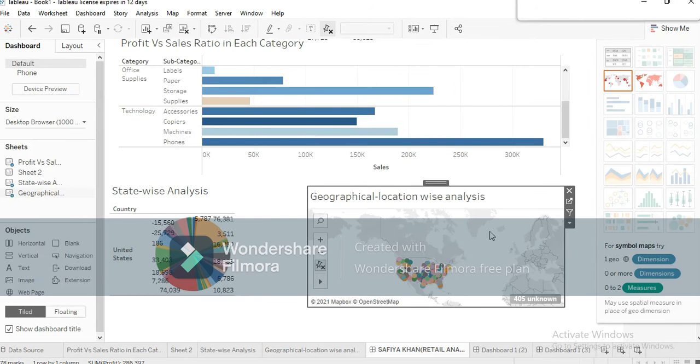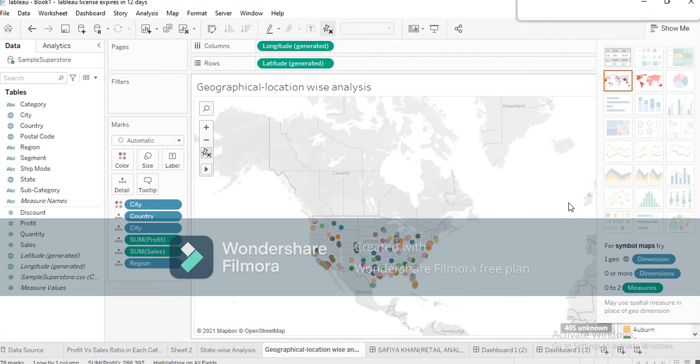The third analysis is based on the geographical location, in which we have 5 variables: country, city, region, profit and sales. The whole geographical location is divided into 3 regions: central region, east and west region.